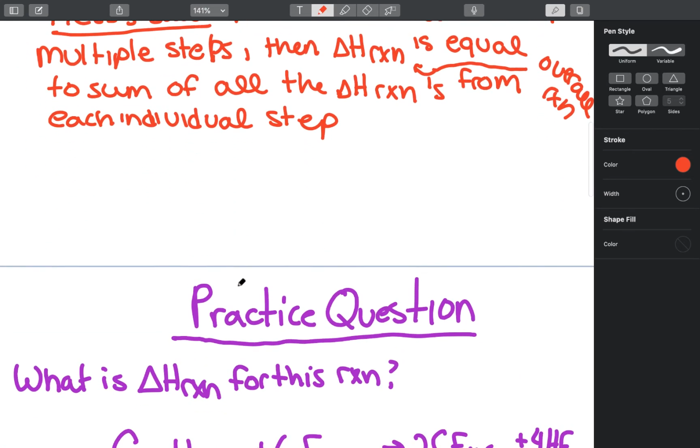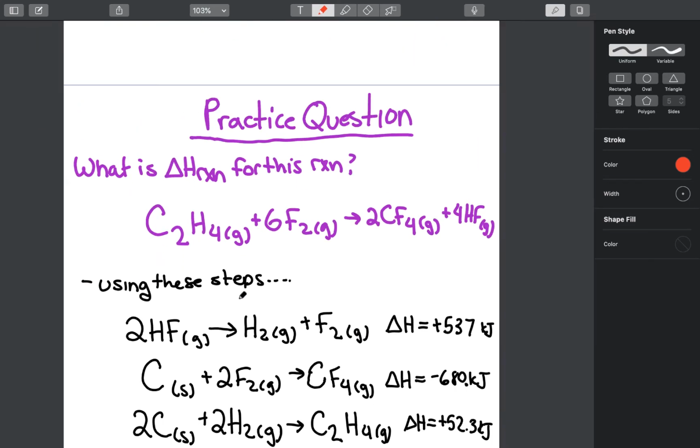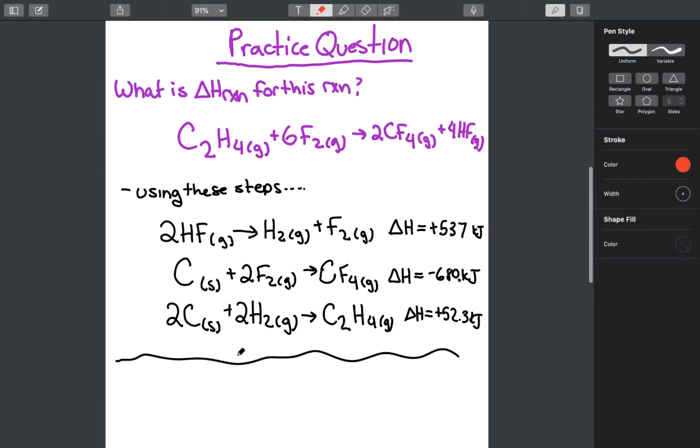So in order to understand this, I think the best way to do this is through a practice question. So right here I have a practice question for you, and I'm asking you to determine delta H of the reaction, or heat of reaction, for this overall reaction. And I want you to use these individual reaction steps to do so. So if you want to try this on your own, please do so. However, if not, you can just follow what I do.